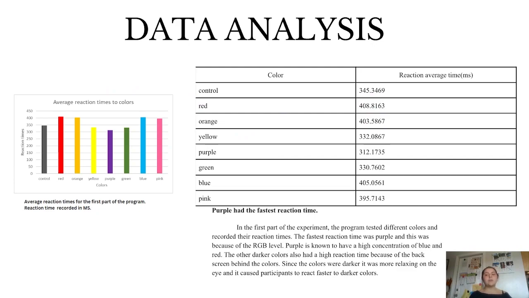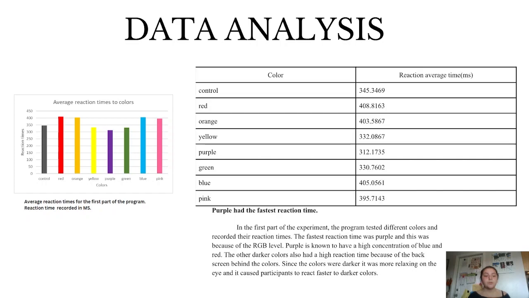So my data analysis for the first part of my experiment: we see that purple had the fastest reaction time. In the first part of the experiment, the program tested different colors and recorded their reaction times. The fastest reaction time was purple, and this was because of the RGB level. Purple is known to have a high concentration of blue and red. The other darker colors also had a fast reaction time because of the black screen behind the colors. It's because of the contrast and that it's easier on the eye. Since the colors were darker, it was more relaxing on the eye and it caused participants to react faster to darker colors.